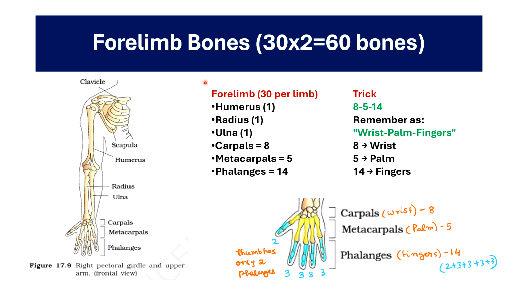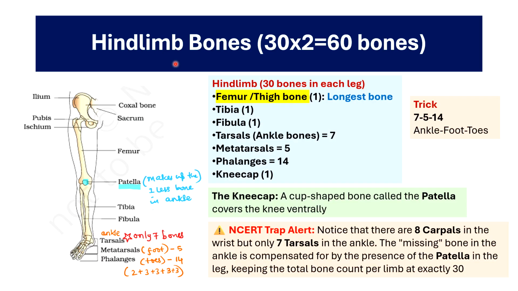So in total, I repeat again, one humerus, one radius, one ulna, 8 bones present in the wrist or the carpals, and then 5 bones present in the palm or the metacarpals, and 14 phalanges present in your finger. Just remember the 8-5-14 rule or the wrist palm finger rule. Okay. Each hind limb, if we see, is also made up of 30 bones. So 30 cross 2, that makes up 60 bones present in both the hind limbs.